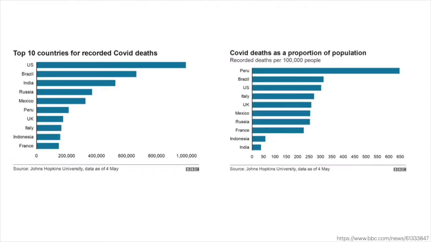The left-hand side of the slide shows the top 10 countries for recorded COVID deaths. The highest number is in the United States, followed by Brazil, India, Russia, and Mexico. As shown on the right side of the slide, regarding COVID deaths as a proportion of the population, the order was Peru, Brazil, the United States, Italy, the United Kingdom, Mexico, and Russia.